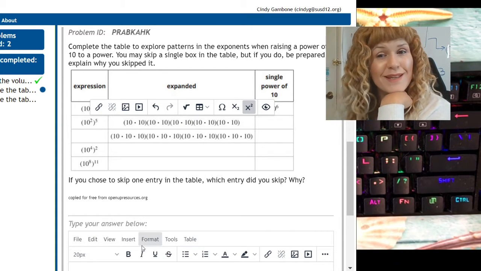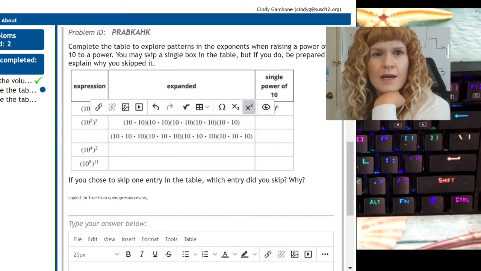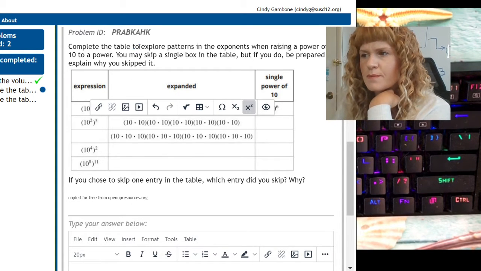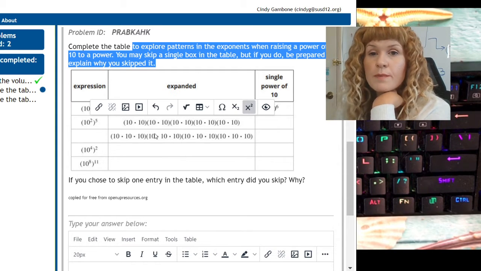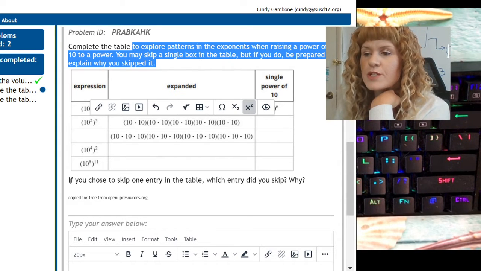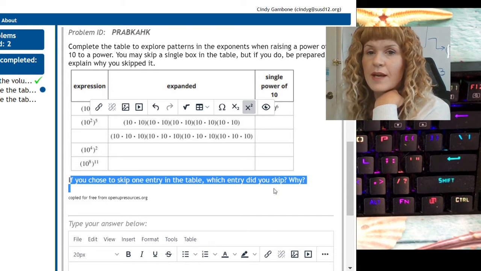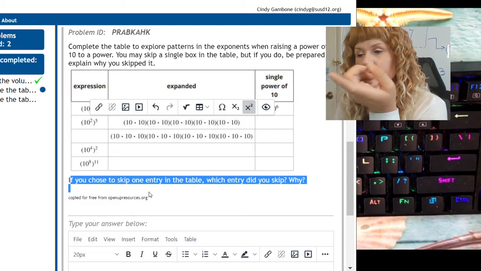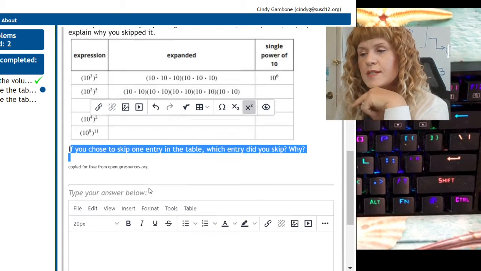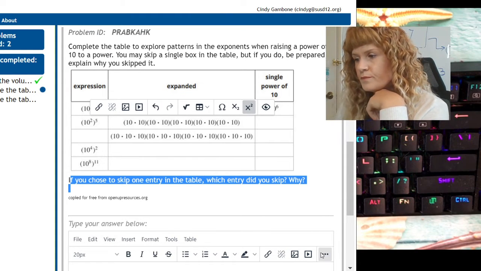It looks like they've just repeated the question. Again, it says, complete the table to explore patterns, and it gives you the same table. But they're not repeating the question. The new question is down here. You have to read everything carefully to find out what you're supposed to answer in this program. It asks you, if you choose to skip one entry in the table, which entry did you skip and why?